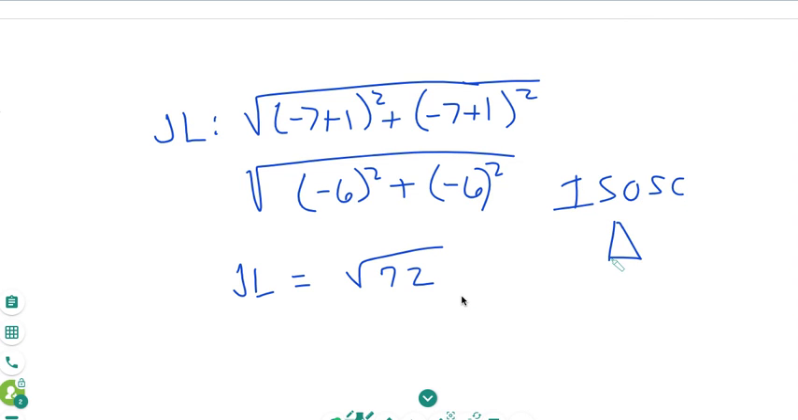And now we've reviewed how to classify triangles.